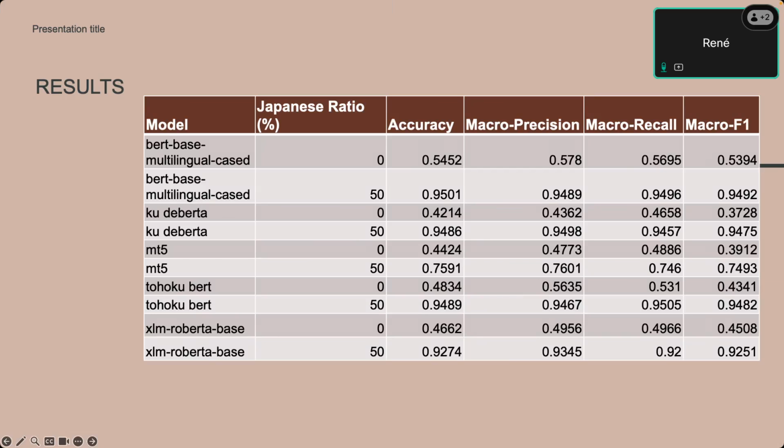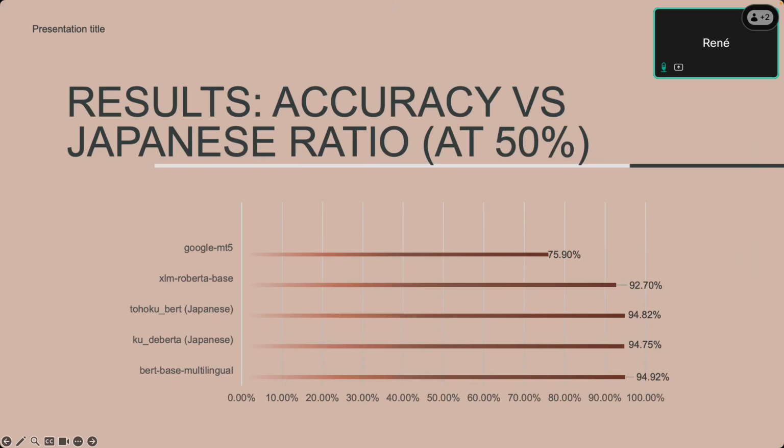What does this mean? First, the peak accuracy: the accuracy versus Japanese ratio. The peak accuracy was at 50%, which, as you may know, doesn't mean that that is the best result ever. It could be due to oversampling, the model learning too much about the patterns of the dataset. But we can see that BERT-base multilingual had a value of 94.92%, and it was really close to the Japanese-based models, which had 94.82 and 94.75.